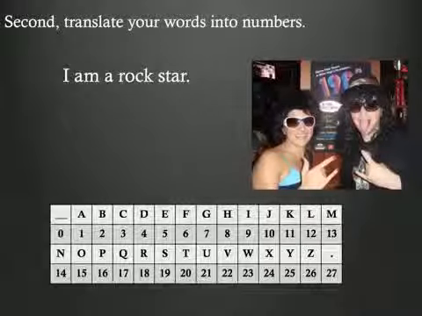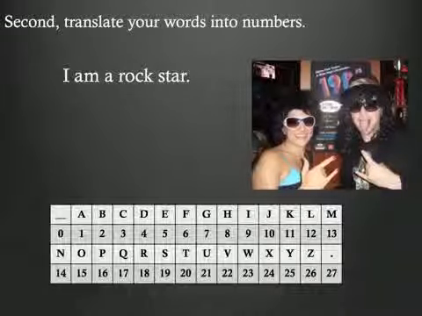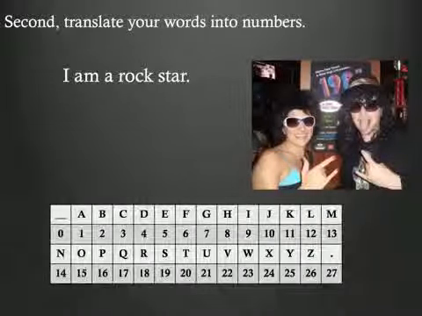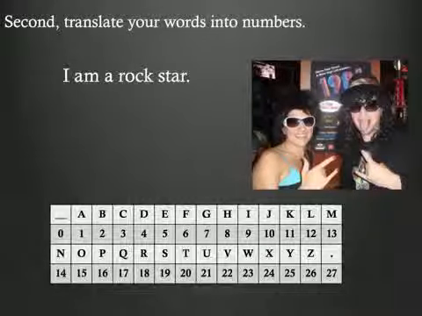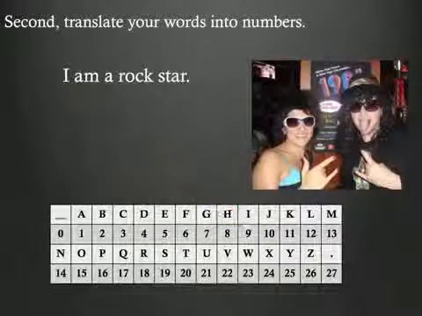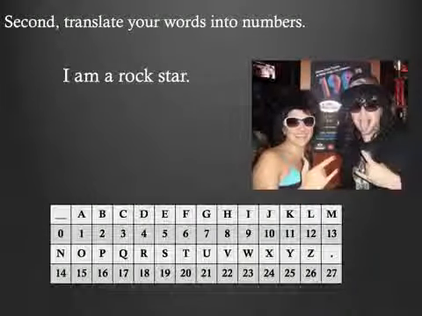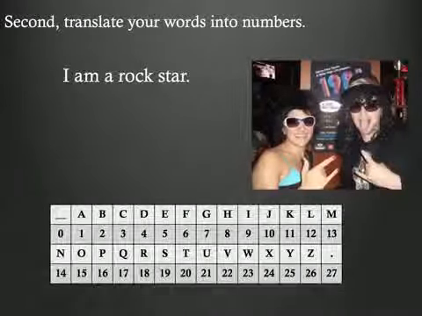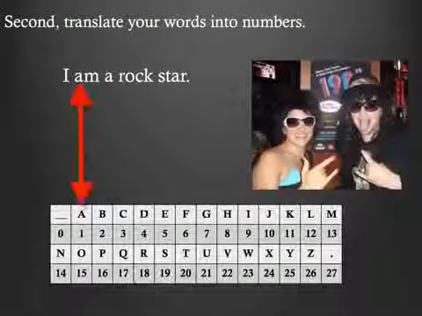So we're going to translate this using our character key into numbers. Now when we do that, I'm looking at the letter I, and I corresponds to the number 9. Then I have a space, okay, so that's going to be 0. And then I've got an A, and an A is a 1.